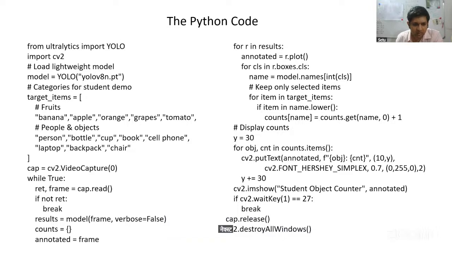Next we have result. Result is equal to model(frame, verbose=False). This is just to run the YOLO object detection on the specific frame. Next we have a variable defined, count is equal to empty braces. Whatever object is detected, it stores it in what you would call a page, or in computer terms, a dictionary from where you can later recall.